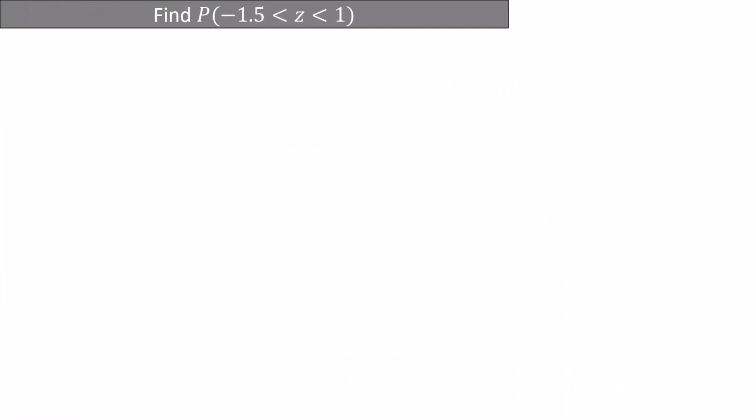Let's say we want to find the probability that we sample a z-score between negative 1.5 and 1. This is sort of like asking, what is the chance that we sample a value from a normal distribution that is between 1.5 standard deviations below the mean all the way up to 1 standard deviation above the mean? The best way to visualize this is to draw a picture.